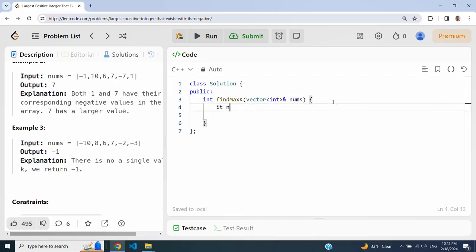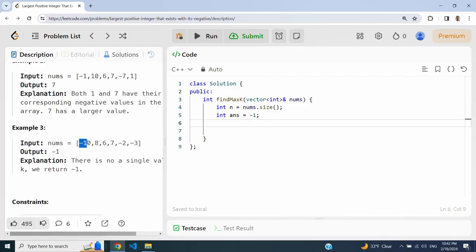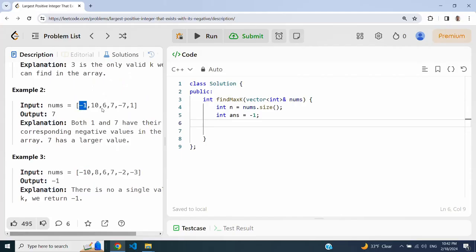So let me say int n is equal to nums.size, and I'm going to make answer to be -1. As I walk over this array, I'm going to take 6, and see if there's a -6 in the front of the array. Or in this case, if there's a -7 in here, or for -7, if there's a 7 in the front of the array. And if there is, then I'm going to take the maximum of the value.